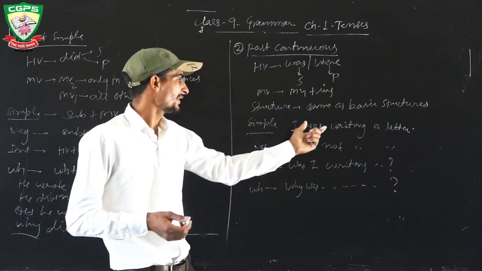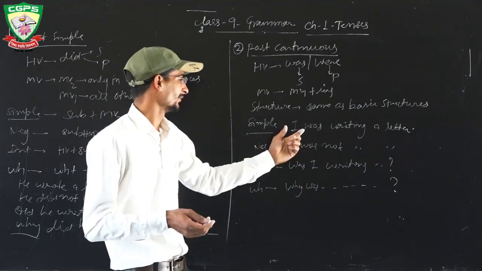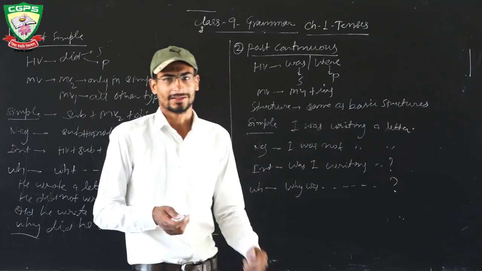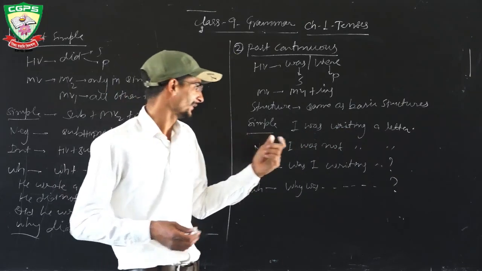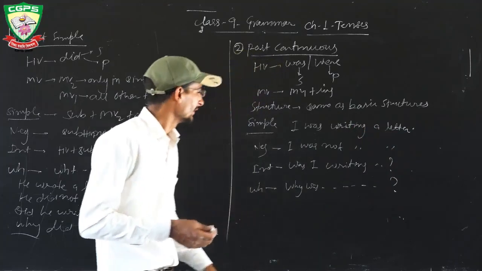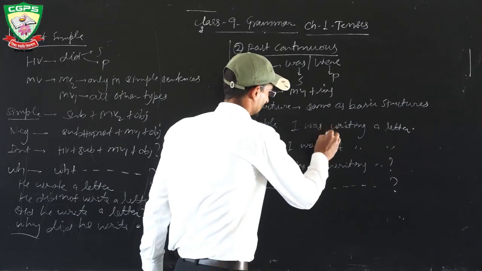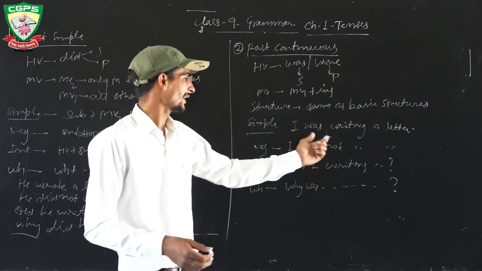So example, I was writing a letter. I is singular, so was is the helping verb for a singular subject. Writing, write plus ing, main verb first form plus ing, and a letter is the object. Next is negative sentence: I was not writing a letter, just the word not after the helping verb.